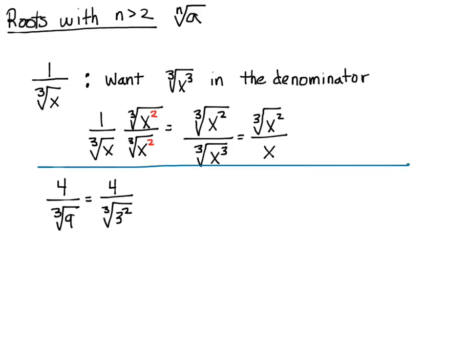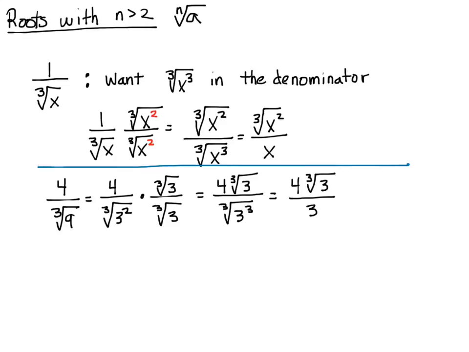A couple more examples and then we'll end class here. Okay, so here we have 4 over the cube root of 9. So if we factor 9, we have 4 over the cube root of 3 squared. Okay, so what are we going to choose to be our rationalizing factor? Well, we want that to be 3 cubed, so we're just going to multiply it by the cube root of 3 over the cube root of 3. So then when we extend that out, we get 4 times the cube root of 3 over the cube root of 3 cubed, which simplifies into 4 cube root of 3 over 3.